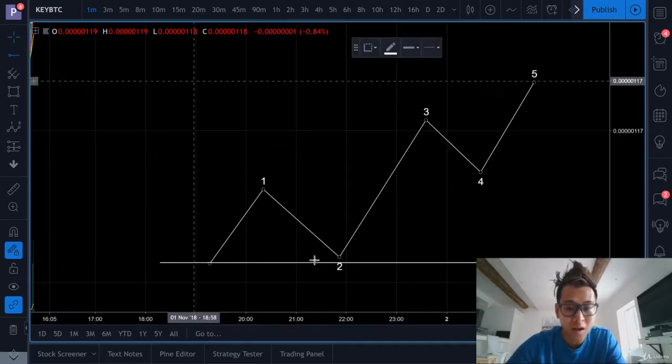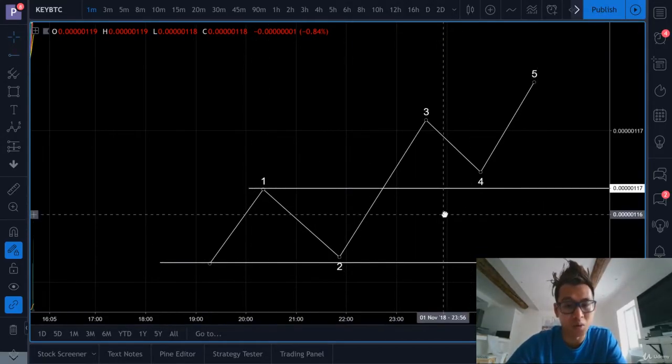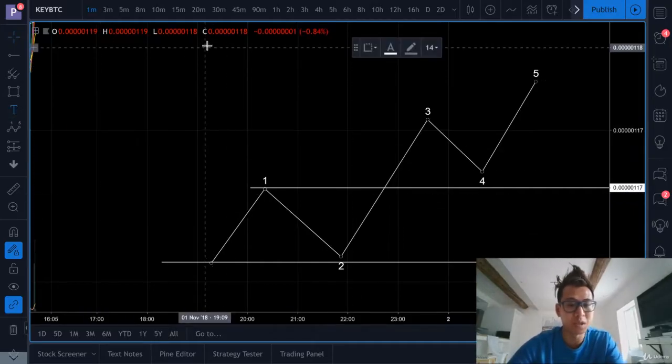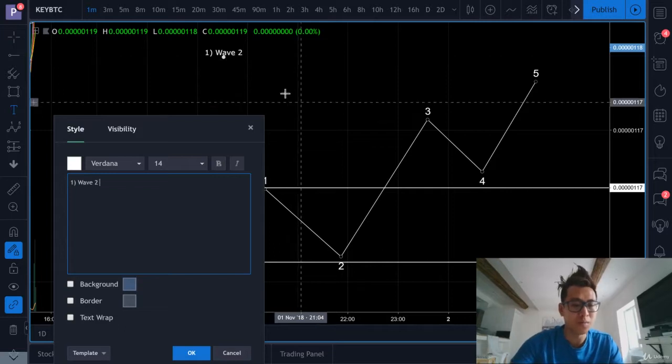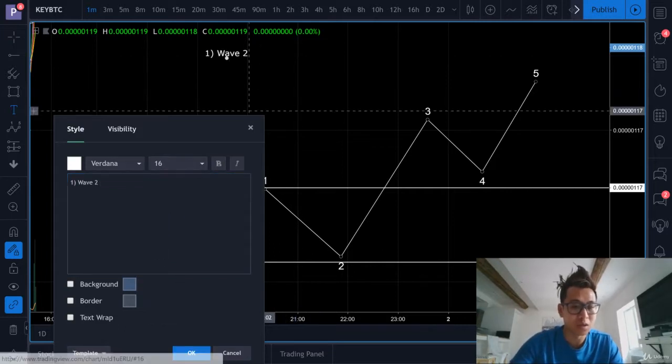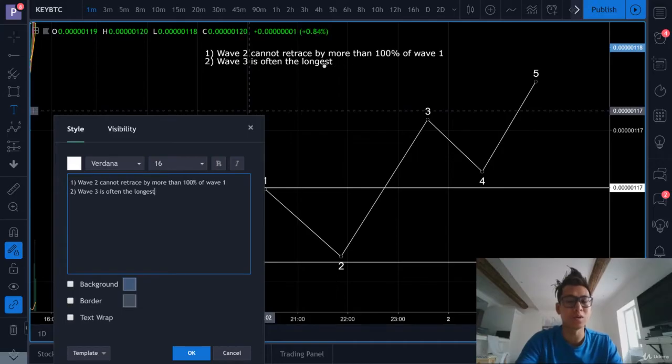And then now that wave 2 has formed, we also say to ourselves this rule, okay? So 1, I'm just going to write it down here quickly for you guys. Wave 2, let's make this a little bigger so you can actually read it. Wave 2 cannot retrace by more than, we'll just say by more than 100%, okay? Of wave 1. And now a second very important rule is wave 3 is often the longest and never the shortest.